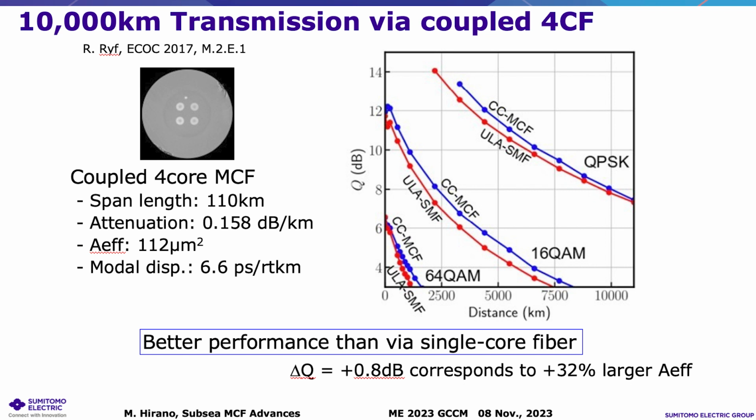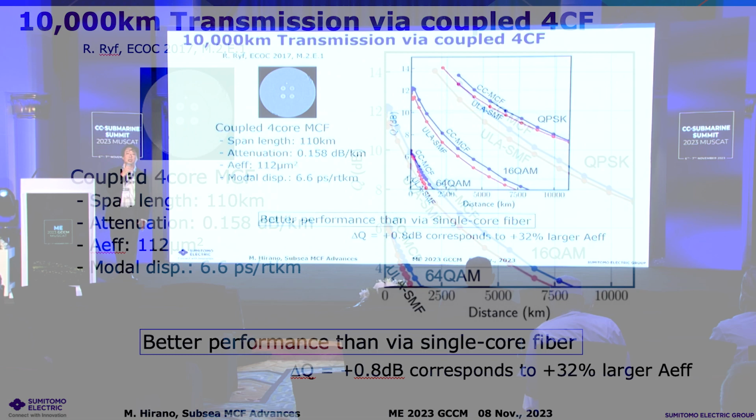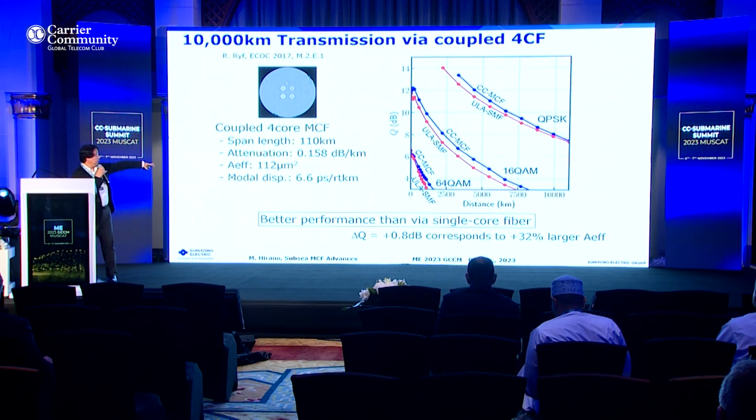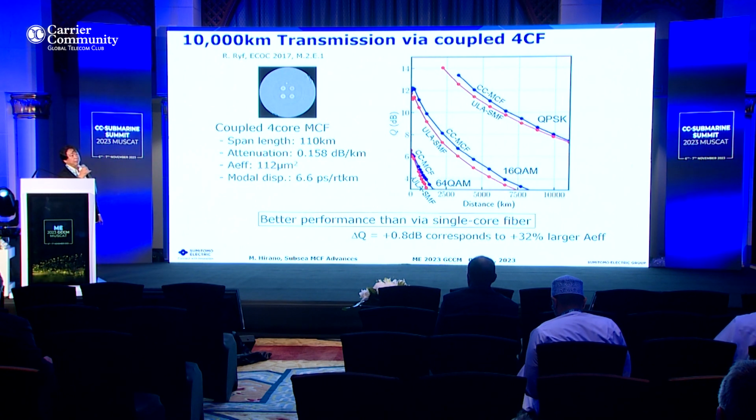So the experimental result shows a Q-factor improvement of around 0.8 dB. This corresponds to a 32% larger effective area. This fiber has a 110 square micron effective area, so it corresponds to a 140 square micron core area, very low non-linearity. That's the reason why the coupled core multi-core fiber has better transmission performance.